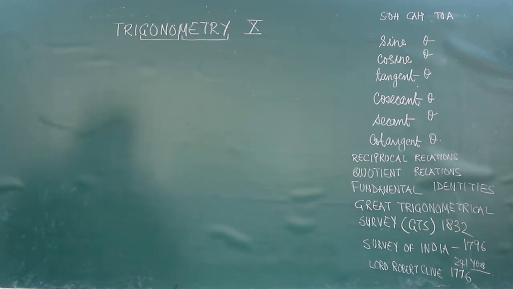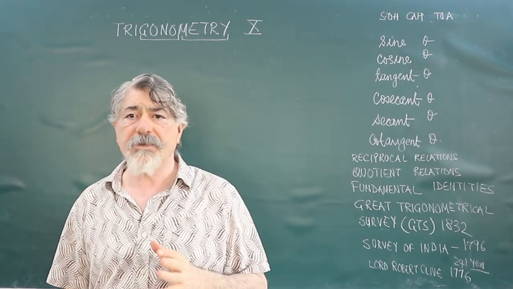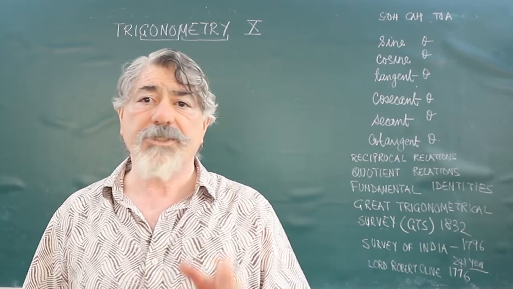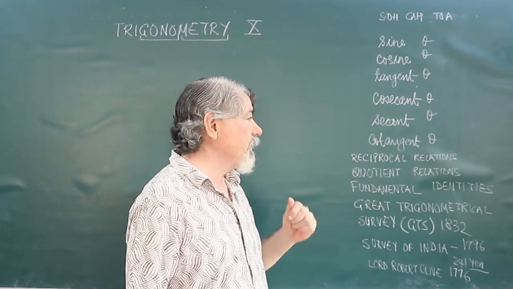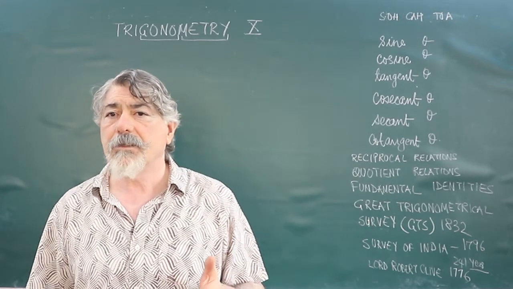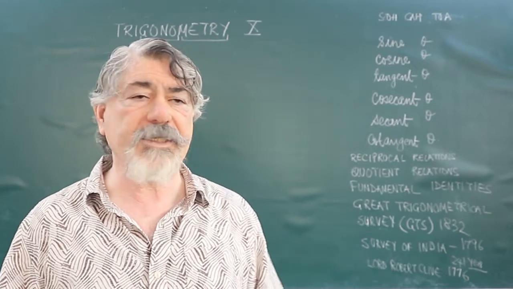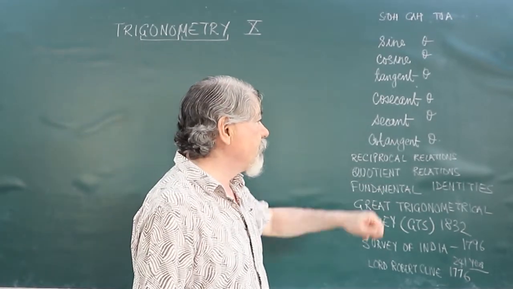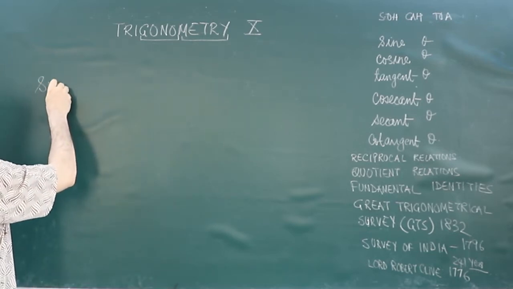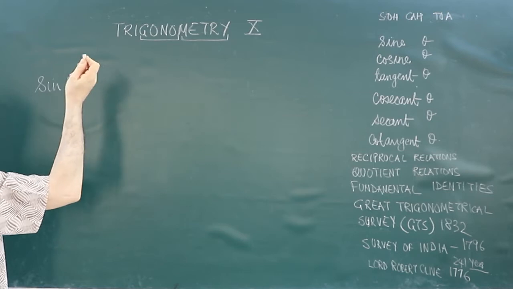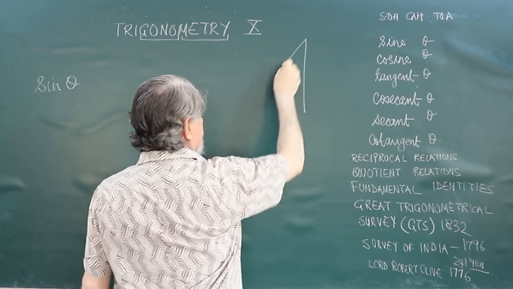Now let's continue further into this chapter. After discussing all the 6 trigonometric ratios, or T ratios as we would call them, now we are going to discuss the reciprocal relations, which I have already spoken about, but let's talk about it again. Quotient relation. Now let us see sine theta. Let me take a triangle.